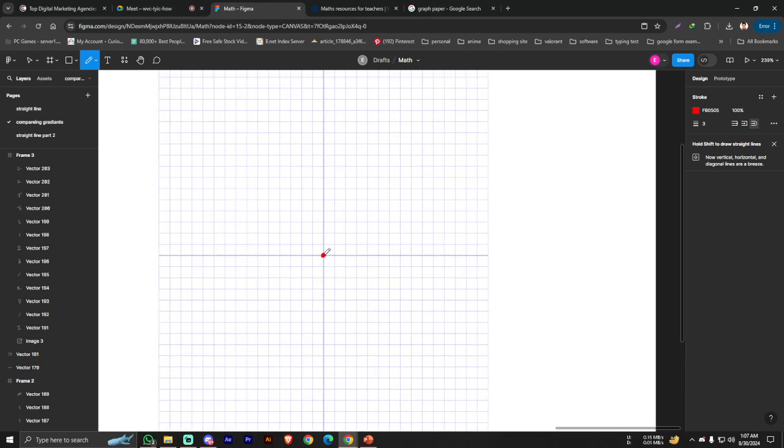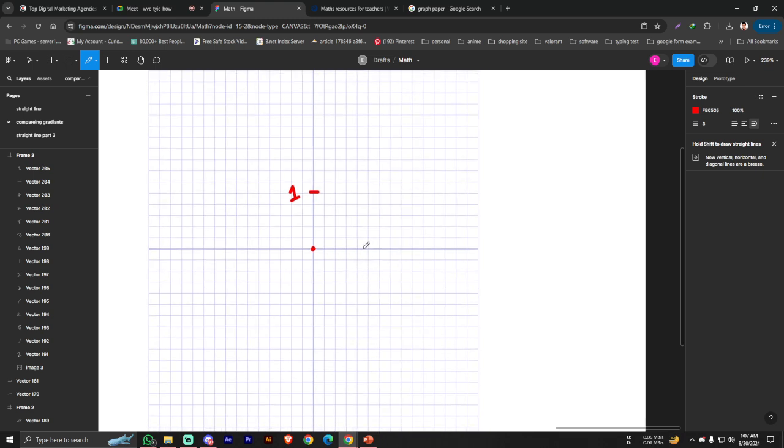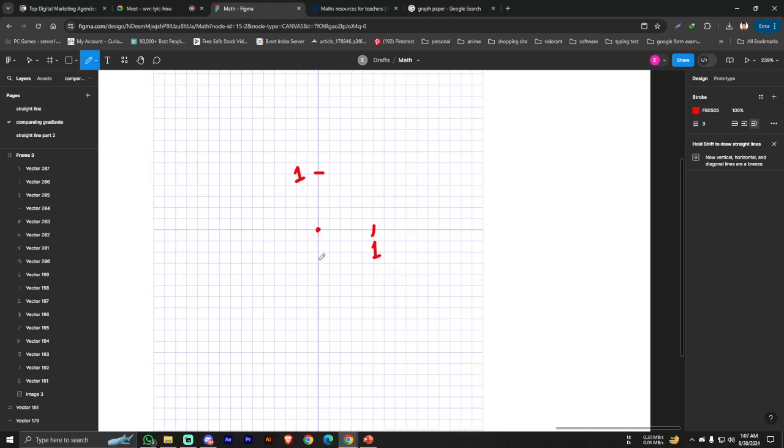That means if this point is 0, 0, then 1, 2, 3, 4, 5, this is one unit. Even on the right side, left side, even downwards, we can take 5 squares as a unit. So 1, 2, 3, 4, 5, this one. Similarly downwards, 1, 2, 3, 4, 5, this one. Minus 1, 1, 2, 3, 4, 5, minus 1.